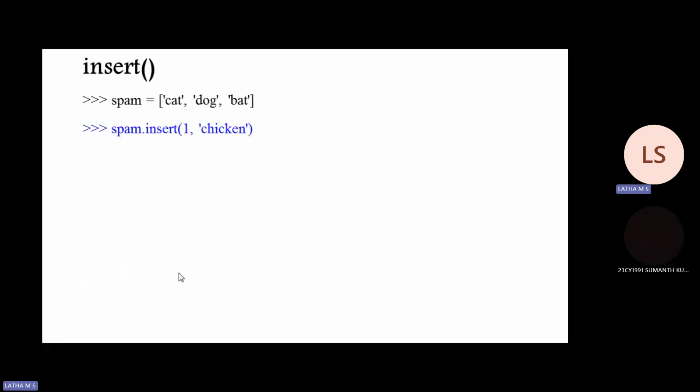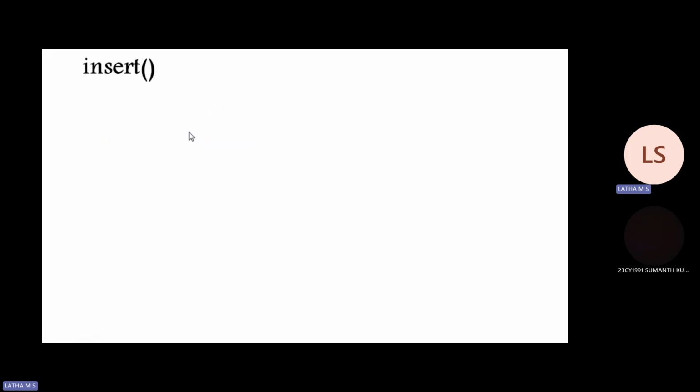Insert, what is the syntax you will be using: span dot insert, 1, comma, chicken. You have cat, dog, rat, bat. So what would be the expected outcome? What does that insert say? What does this 1 say? Cat, chicken, dog, and bat. What is this 1 indicating? I want to insert at that place.